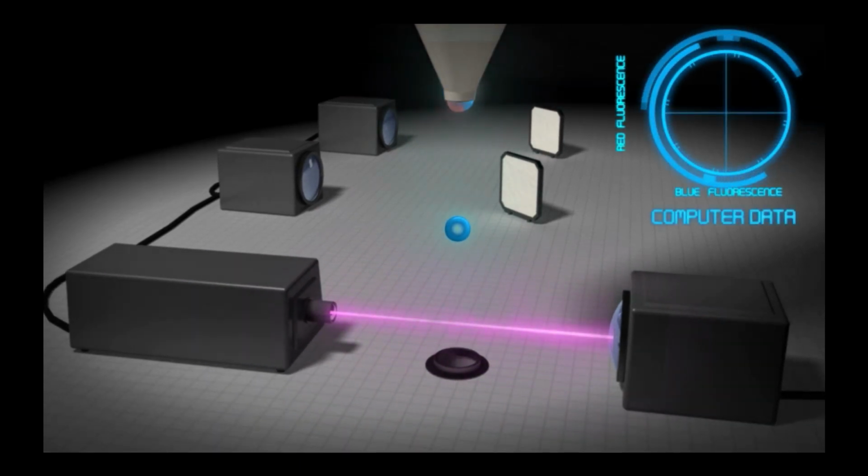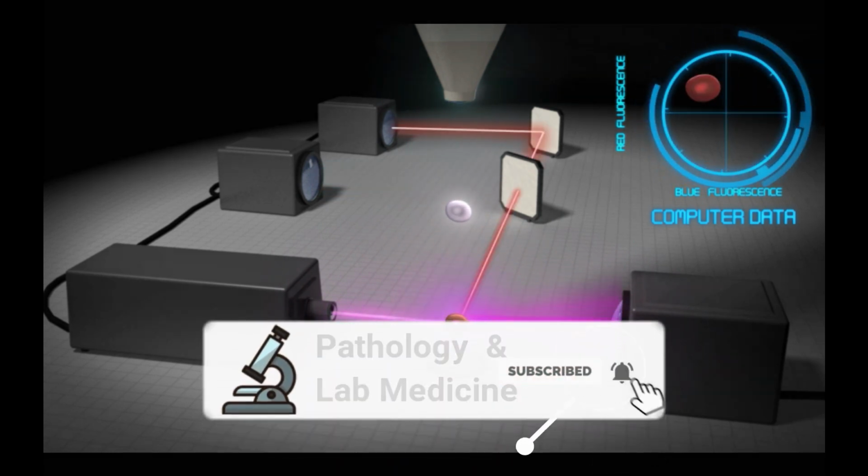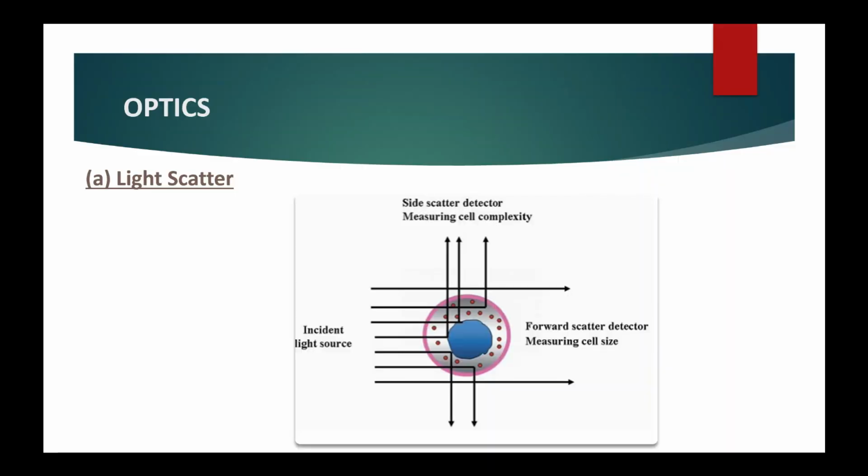When light from a laser interrogates a cell, two things will happen related to optics principle. First one is light scattering and the second is activation of fluorochrome, which leads to its detection on photomultiplier tubes. Now let's have a look at each of these two in a little bit detail. First one is light scattering.